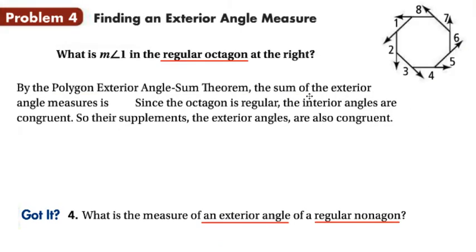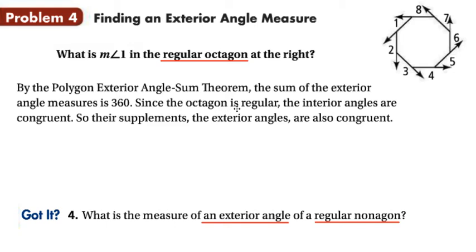As you might expect, we're going to go ahead and solve some problems using that theorem. This one says, what is the measure of angle 1 in the regular octagon at the right? For angle 1, what we have to do is find the sum of the measures of the exterior angles and divide by how many sides we have. The Polygon Exterior Angle Sum Theorem tells us that the sum of the exterior angles is 360.